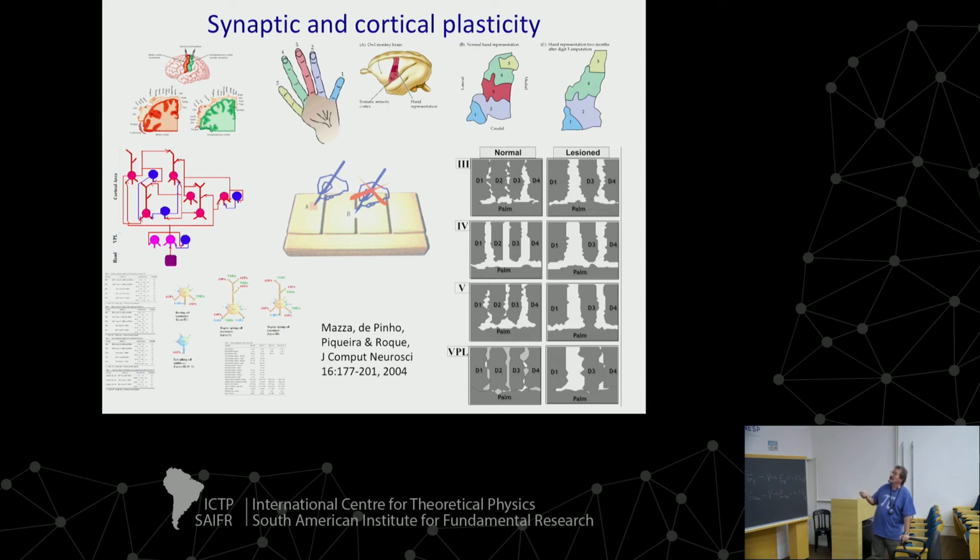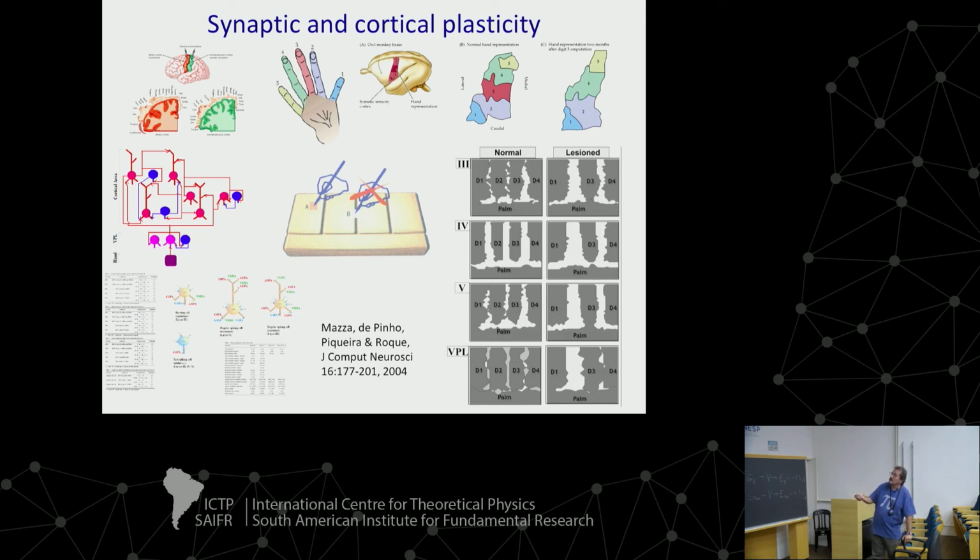You just cut a digit in the periphery of the body, you don't cut the neurons in the brain. So neurons in the brain that before represented digit 3, now, because of lateral inhibition, the mechanism that I explained yesterday, and synaptic plasticity, start to represent the neighboring digits, 2 and 4. So there's a new representation in the brain after this amputation.